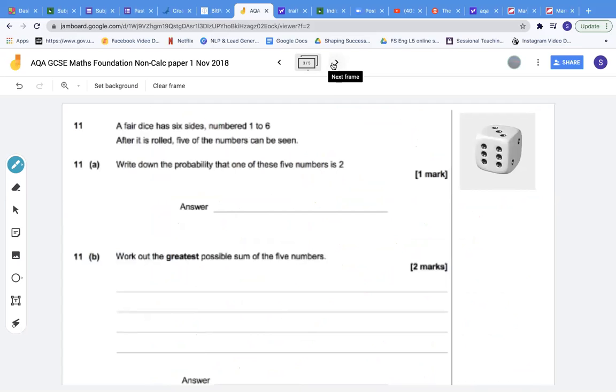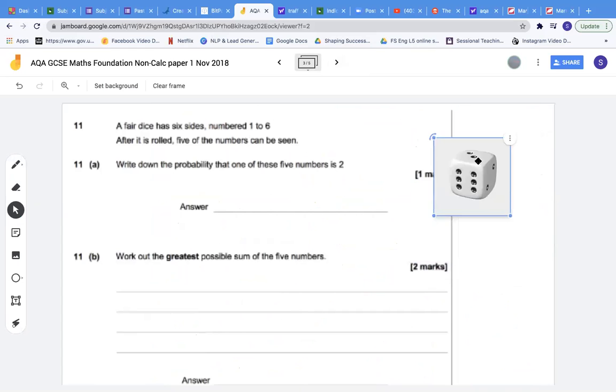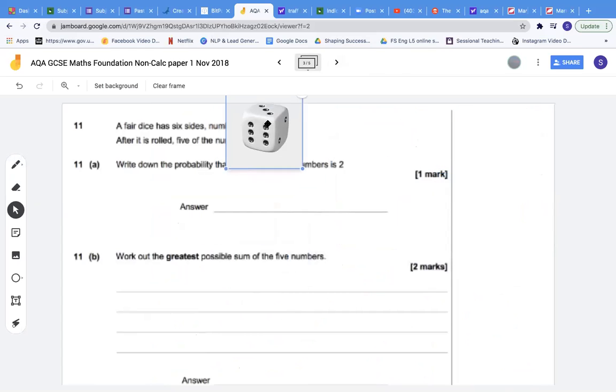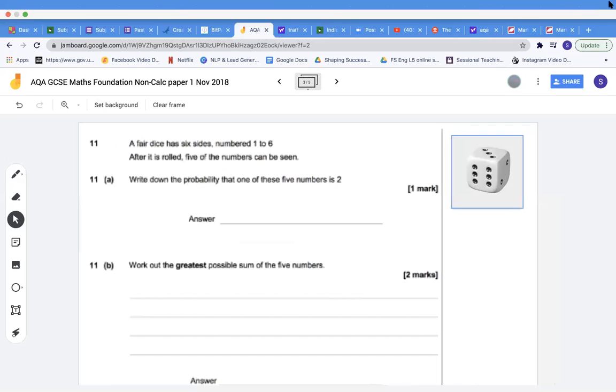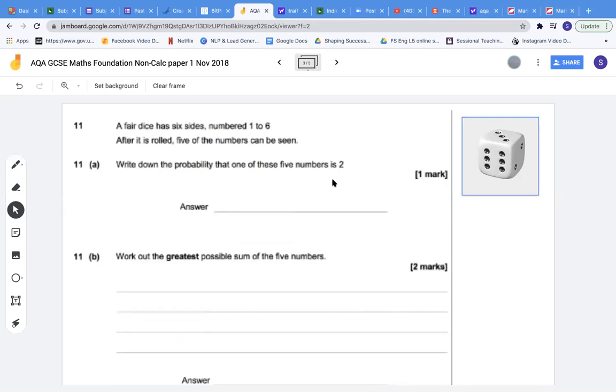Now, for this exercise, I have put in, can you see the dice? Yes, I can. I have put this information as an extra. It's not part of the exam question, but I thought I'll put it in here for teaching purposes because it might help you. Now, have a little think about what the answer might be. I want you to try and do this yourself for the next few minutes. A fair dice, like a normal dice, has 6 sides, numbered 1 to 6. After it is rolled, 5 of the numbers can be seen. Write down the probability that one of these 5 numbers is a 2.